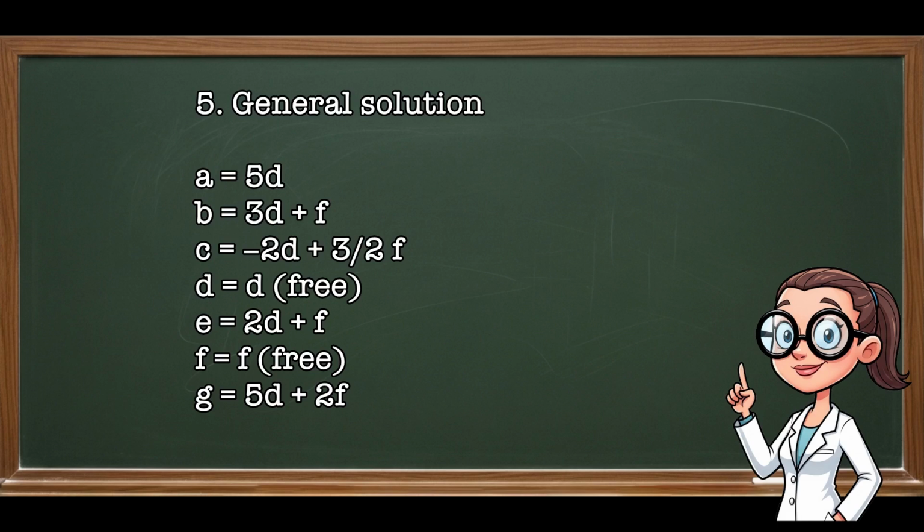5. General solution. So the coefficients are A equals 5D, B equals 3D plus F, C equals minus 2D plus 3 halves times F, D equals D, free, E equals 2D plus F, F equals F, free, G equals 5D plus 2F. This shows 2 degrees of freedom, namely free choice of D and F.